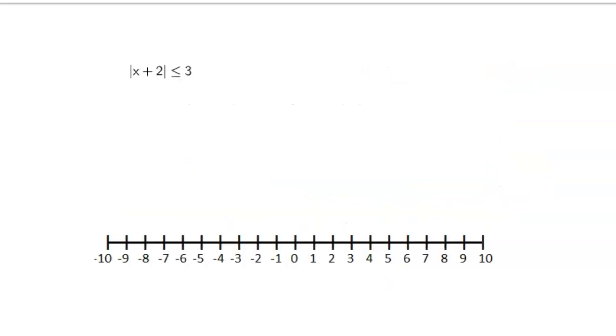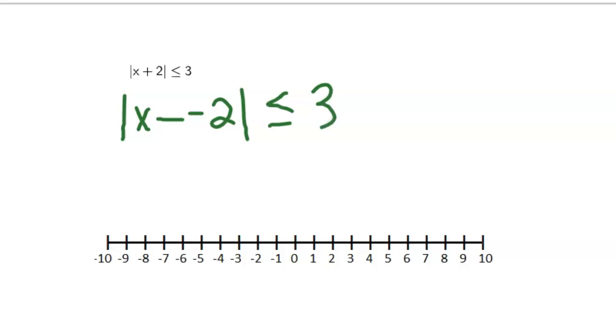So if you move over to this one, the absolute value of x plus 2 is less than or equal to 3. And again, you need to think about distance. Anytime you have distance, you're going to subtract the two numbers. So to make it positive, it has to be minus a negative. So you'd have to rewrite this to think of it in terms of finding the distance between 2 points.